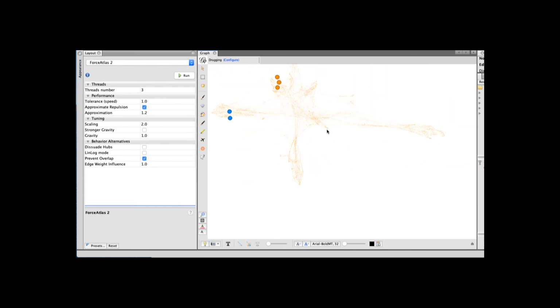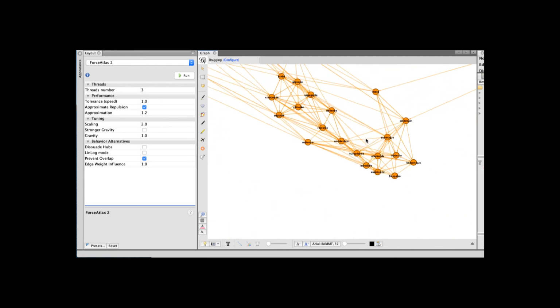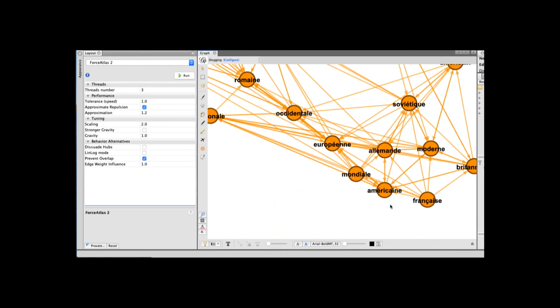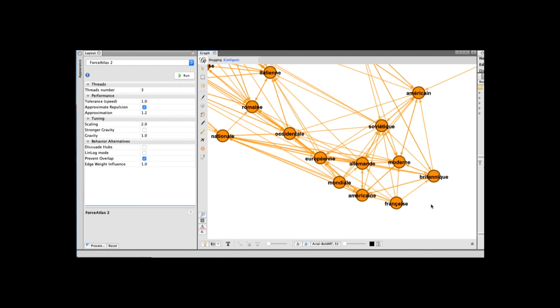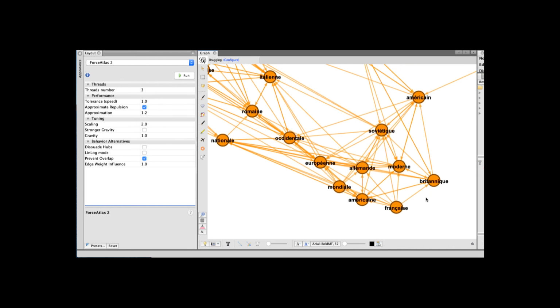And getting to the end, what's over here? We've got names or adjectives based on names of country. So British, American, of the world, European. I can't quite read. National, Western. So adjectives based on geographic units. All right. Interesting.